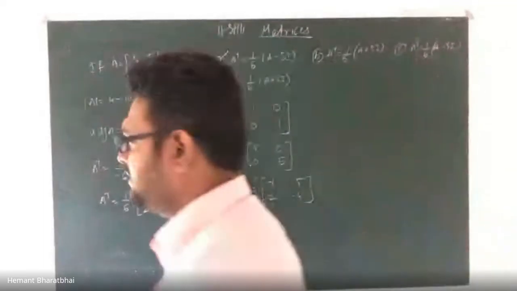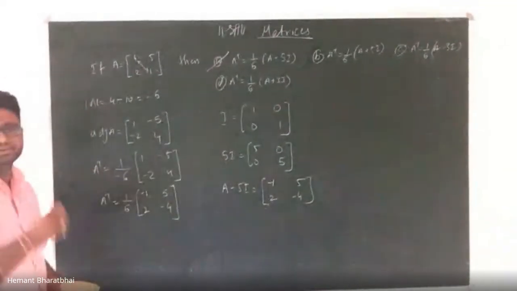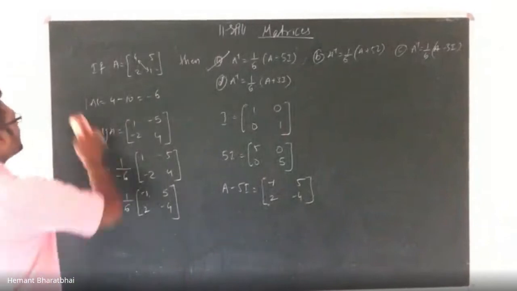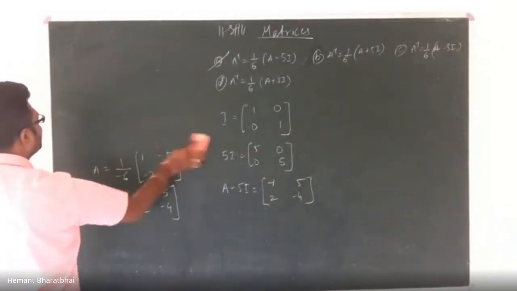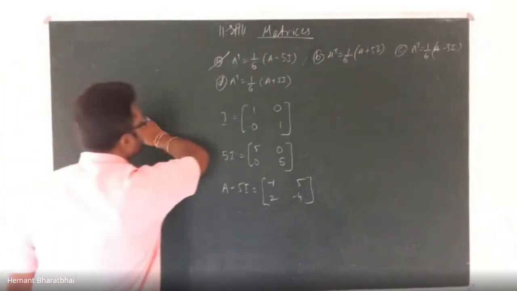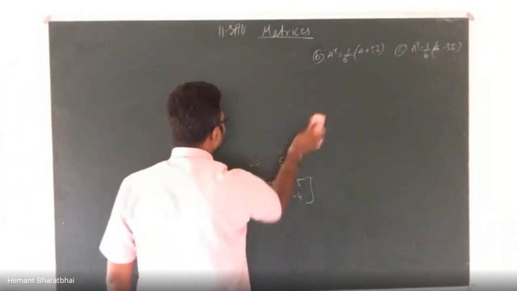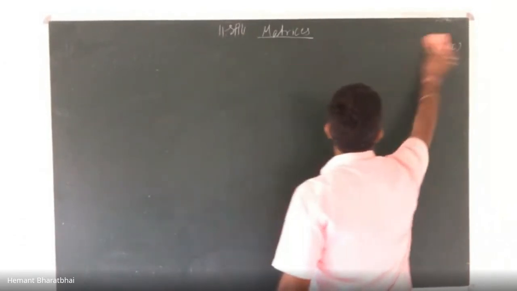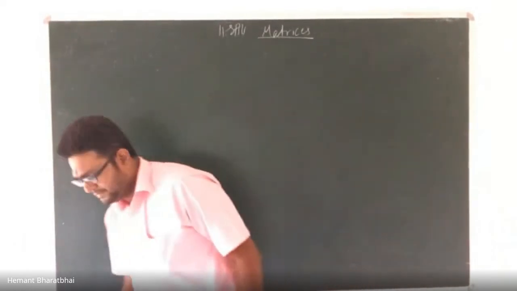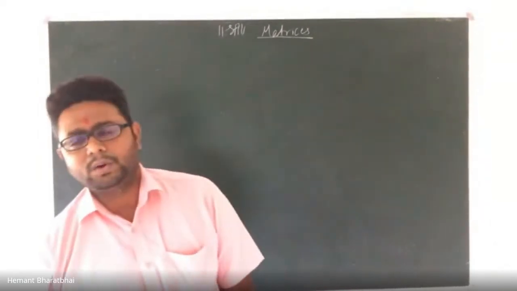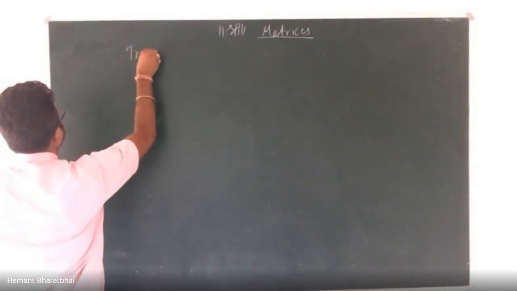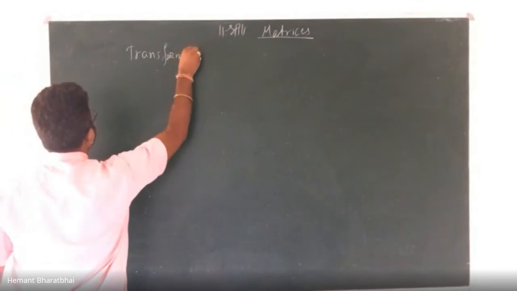So we have done some standard numericals just to learn how to find the inverse, how to find the adjoint and all. Let's see one more method and then we'll start with the JEE numericals. Before that, we have to see two topics. One topic is transformations, another is solving linear equations.